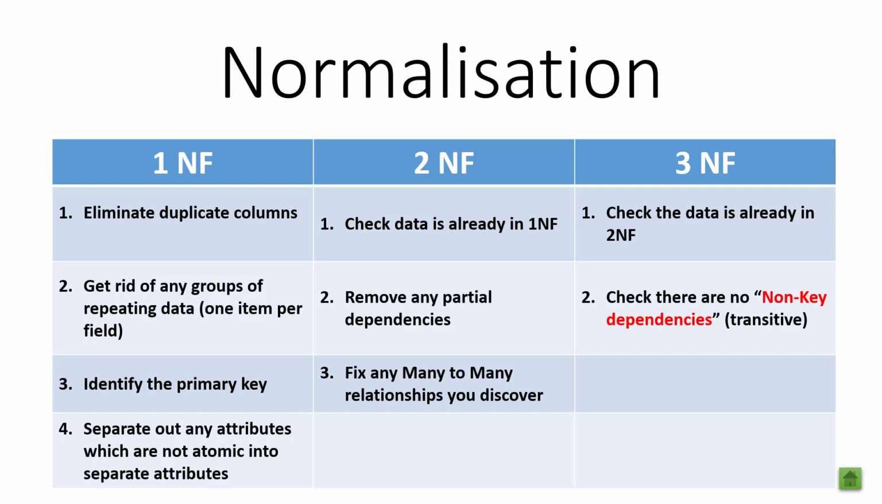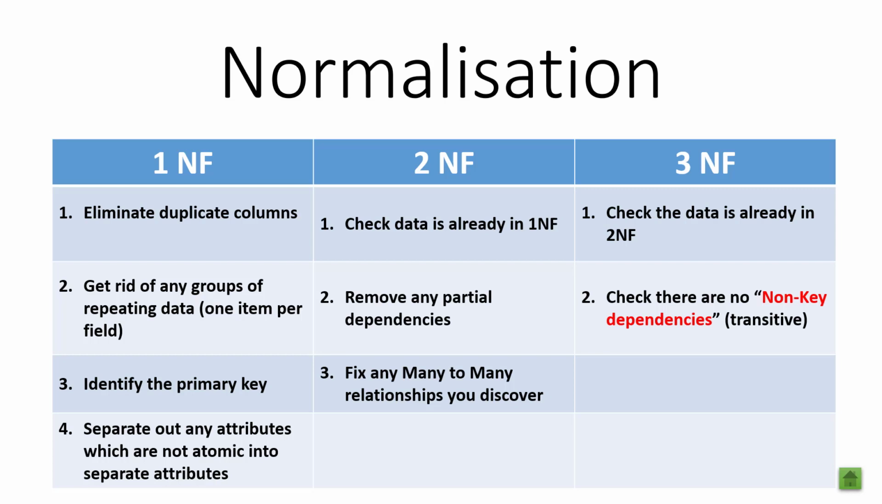first normal form: eliminate duplicate columns. Get rid of any groups of repeating data, so one item per field. Identify the primary key and separate out any attributes which are not atomic into separate attributes.